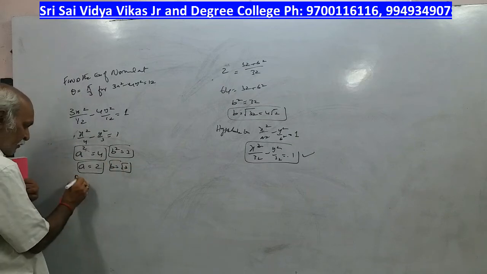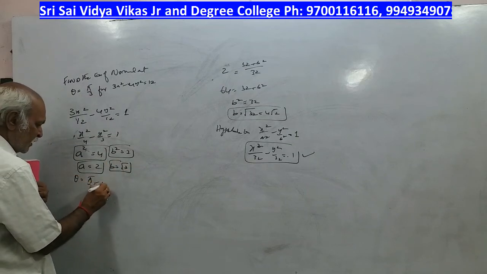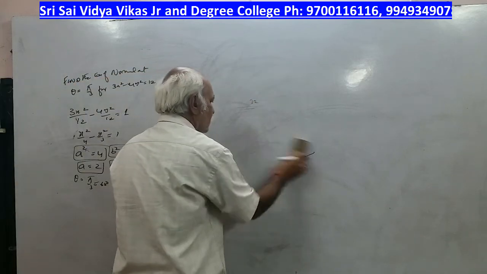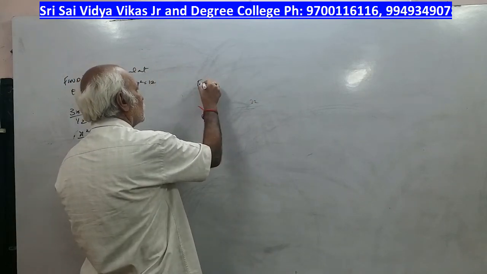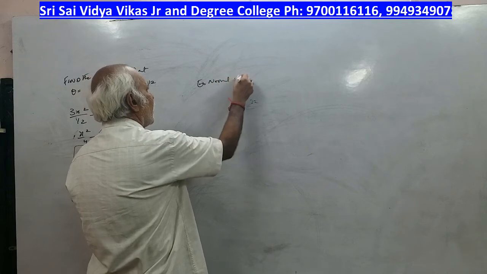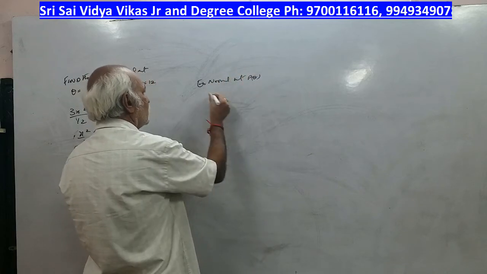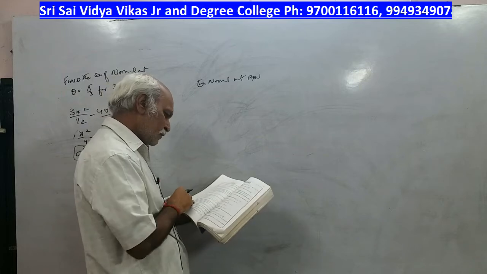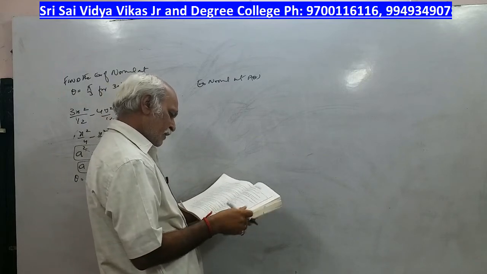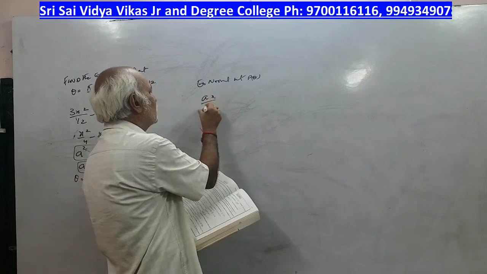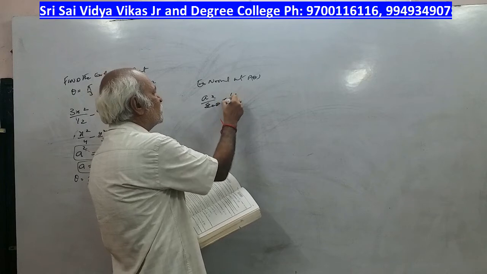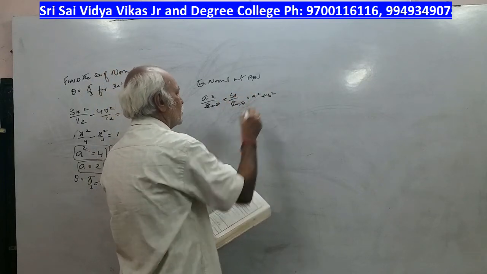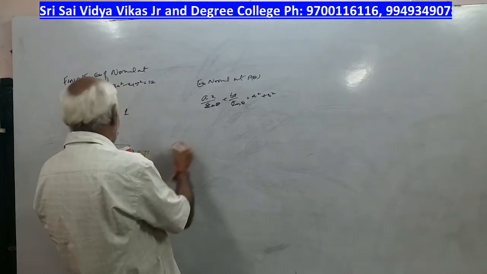Okay, theta is equal to how much has been given? Pi by 3 means 60 degrees. Right? Now, equation of normal at p theta. The formula is ax by secant theta plus by by tan theta is equal to a square plus b square. So this formula you have to apply. What is a value? 2.